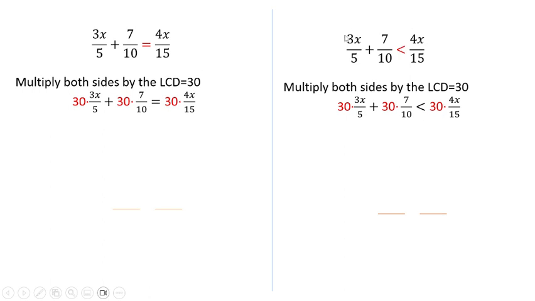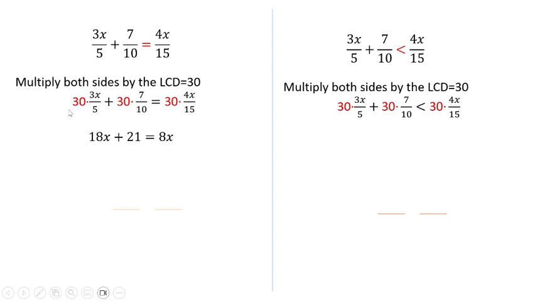On this week's homework, you only have to solve the inequality, but I want you to compare the steps of solving the inequality and the equation. You can see they are almost exactly the same thing. So after we multiply both sides by 30, we're going to reduce. For example, because this 5 goes into the 30 6 times.